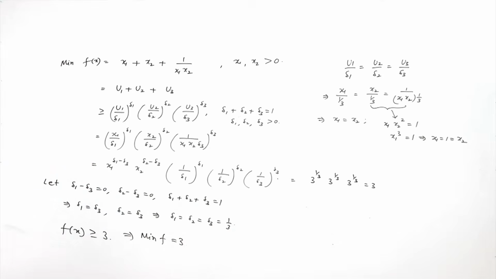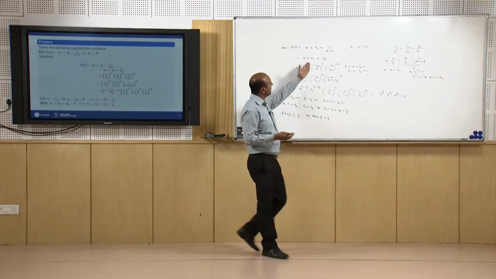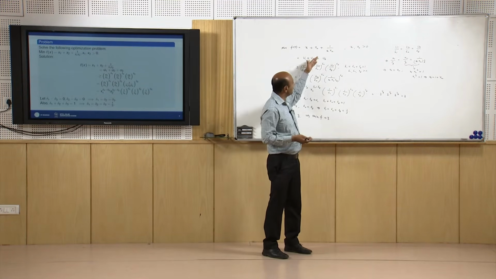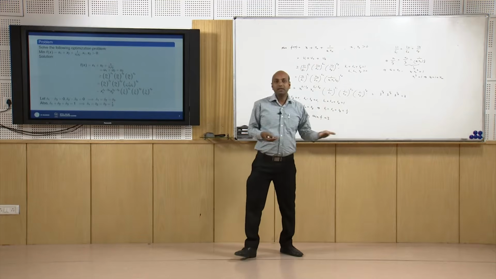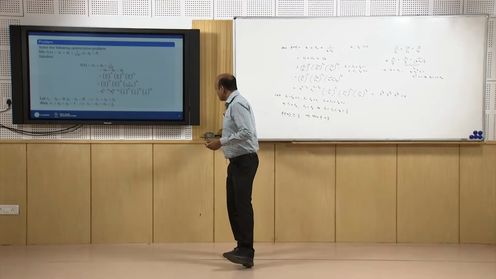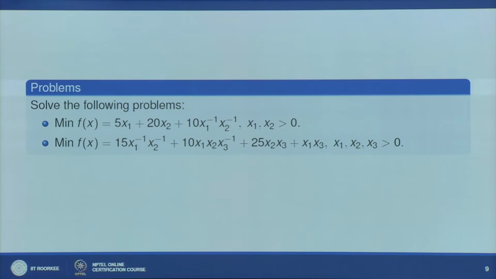Okay. So, in this way, if we have problems involving the negative or fractional power of variables, we can solve them simply using the arithmetic-geometric mean inequality. So, let us discuss one more problem based on this. This is a simple illustration of the same thing.